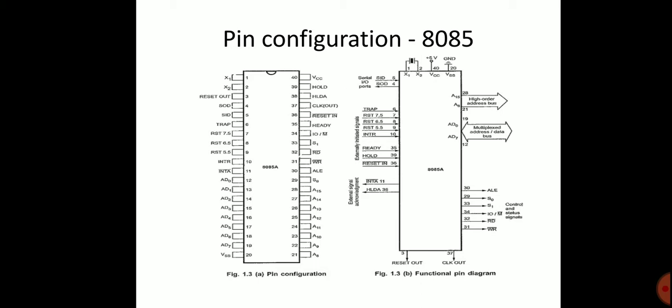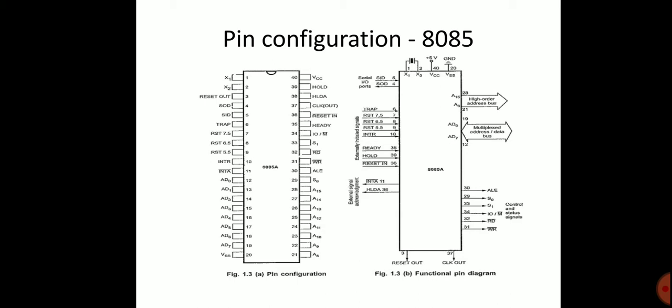Now A8 to A15, the upper half of the 16-bit address, appears on the address lines A8 to A15. These lines are exclusively used for the most significant 8 bits of the 16-bit address. So these are the data and address buses of the 8085 processor.